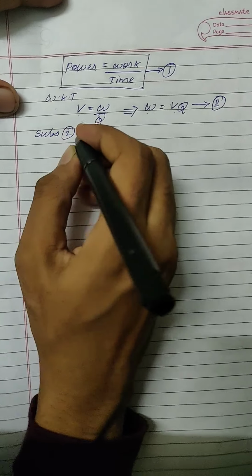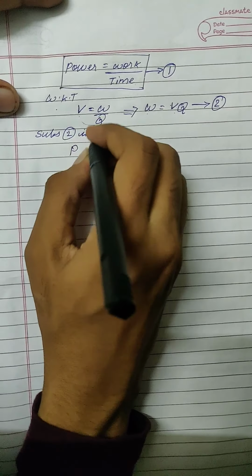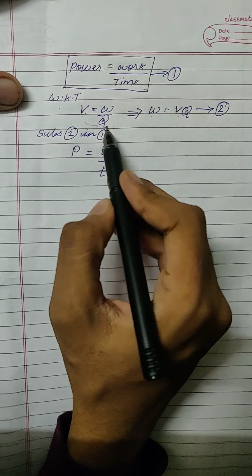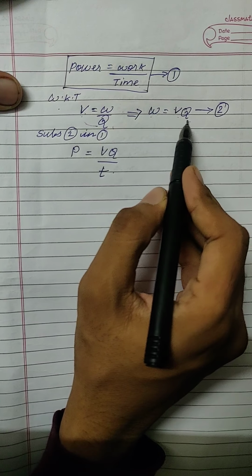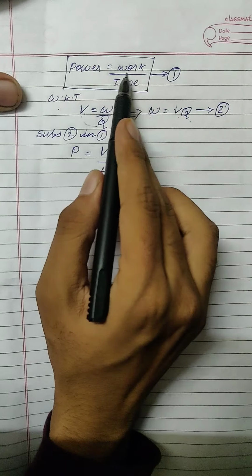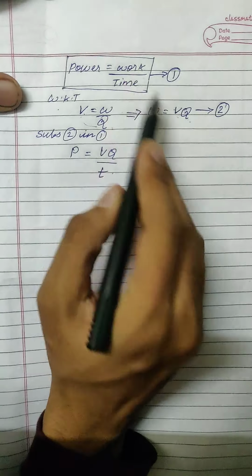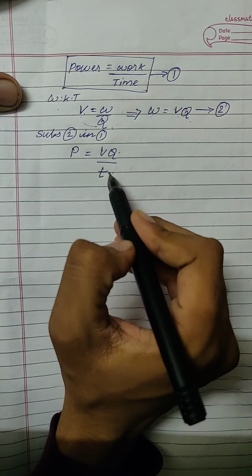I hope you can understand. So V is equal to W by Q. From this, W is equal to V into Q. Now we are substituting VQ in the place of work. So instead of work you will be writing VQ. So you're getting VQ by T.